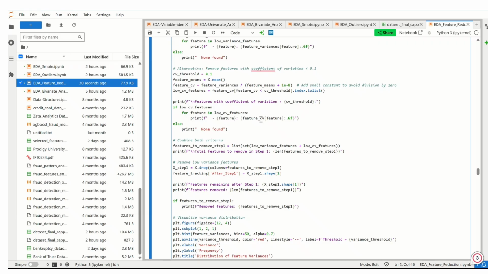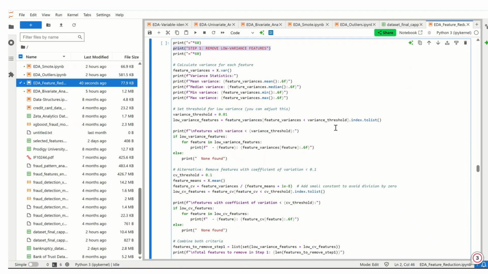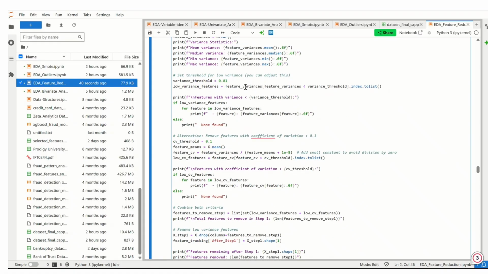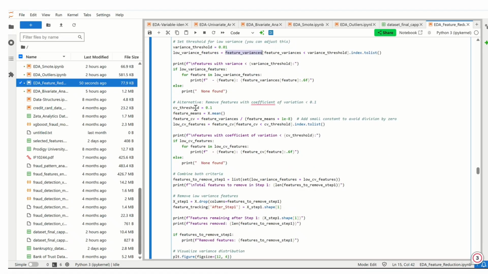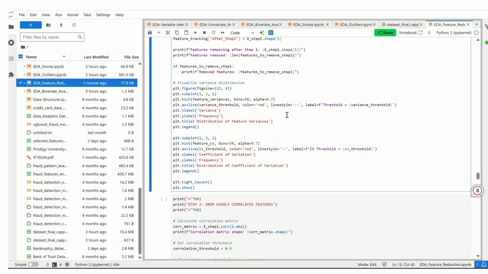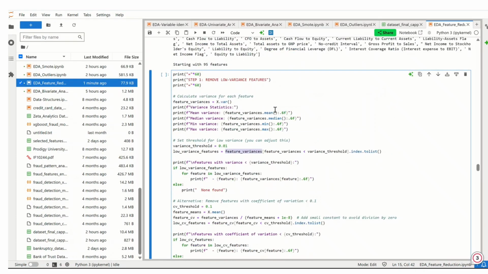So what I mean is that it is used to compare the variability between the data set, the different units or means. Now let's see what we're doing here. We are trying to find the variance threshold 0.01. So we're trying to get the low variance features, and then we are trying to see whether the coefficient of variation is less than 0.1. We are also trying to plot the distribution of feature variance in this data set.